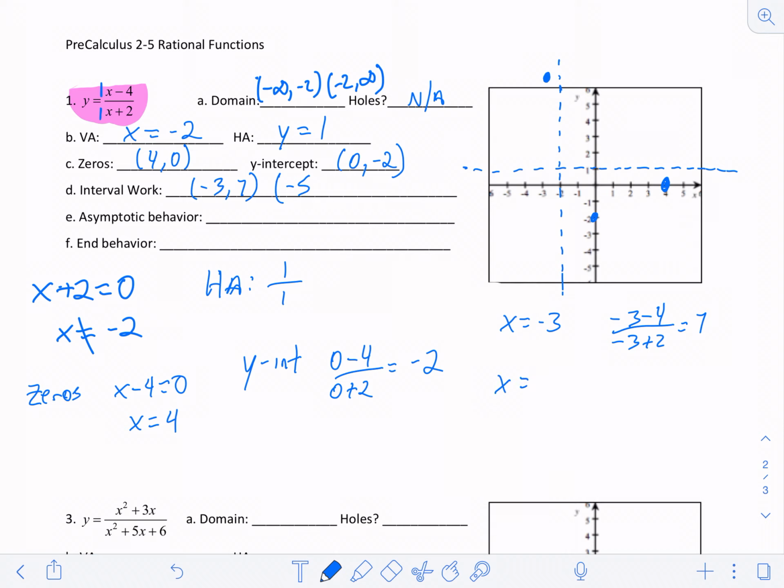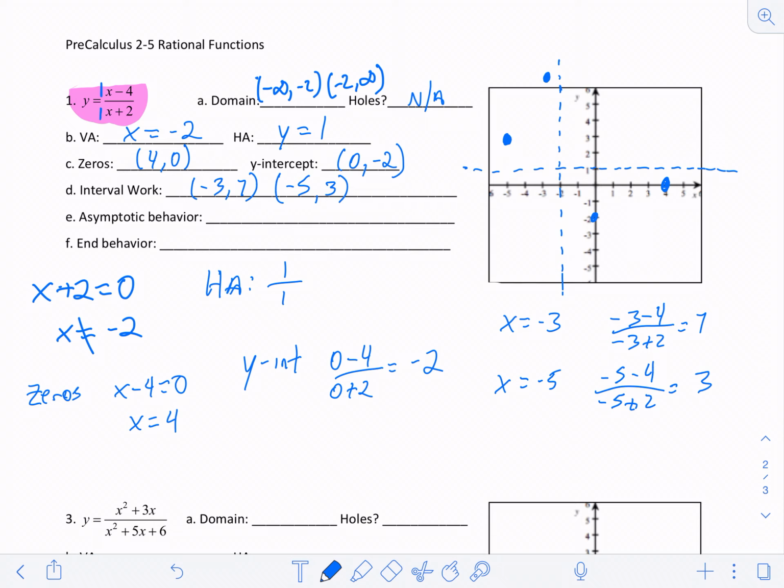Well, when x equals negative 5, I'm going to get (negative 5 minus 4) over (negative 5 plus 2). And that's going to be, what, 3, right? So negative 5 comma 3. Negative 5, 3 is about right there. So those are the points.